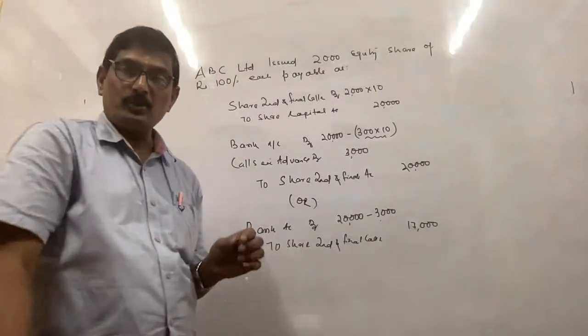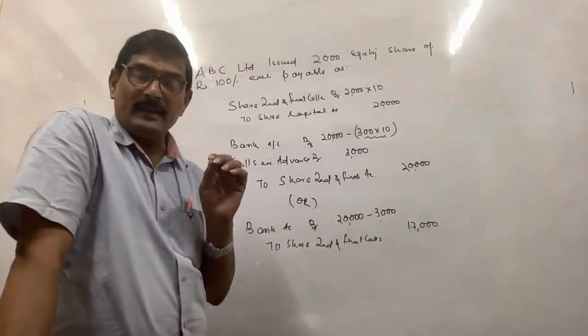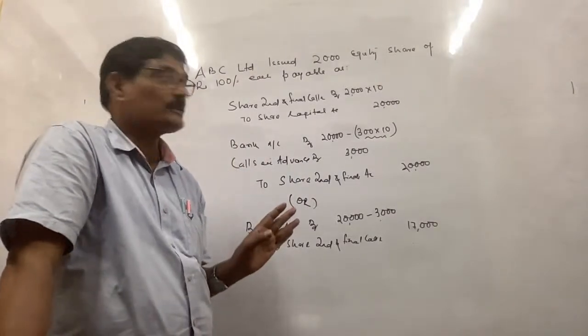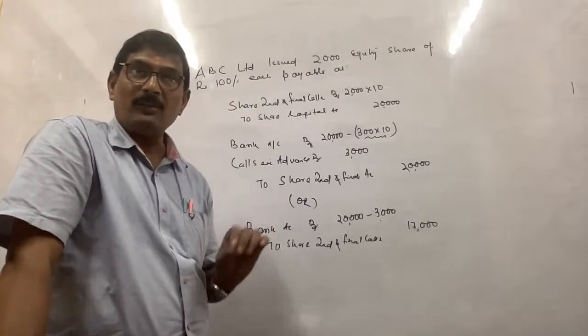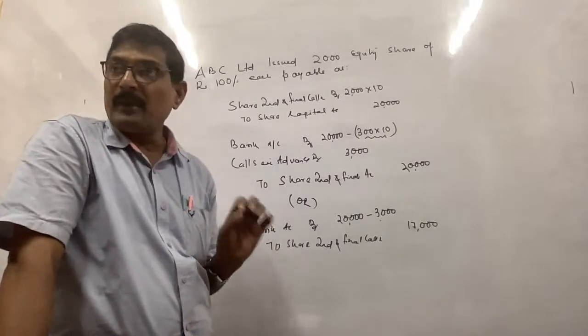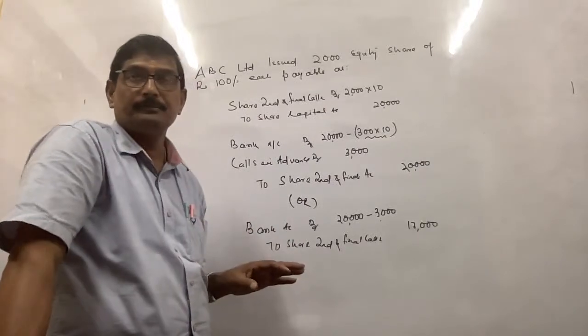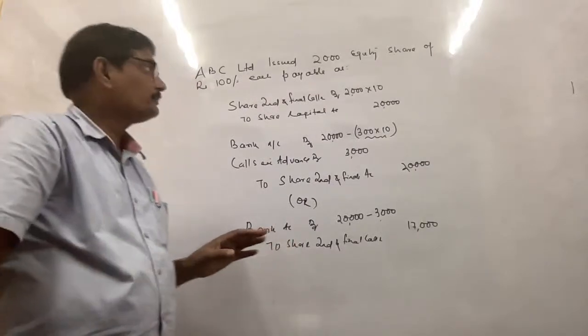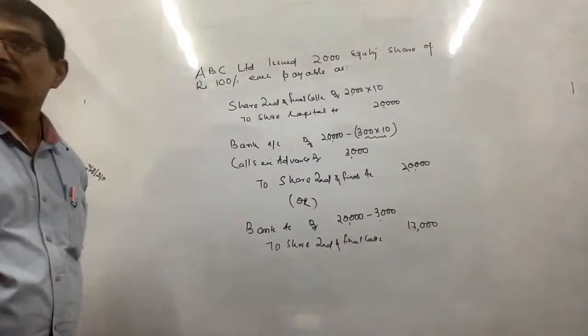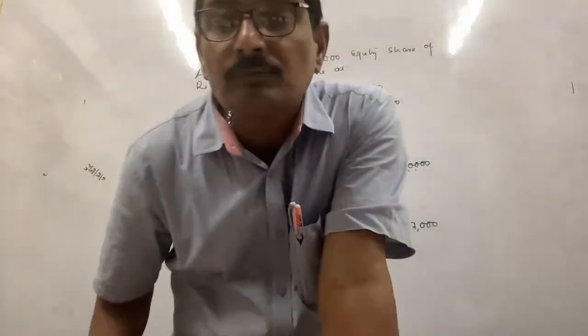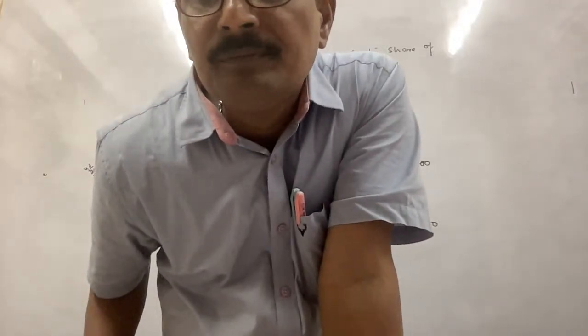Calls in advance will be shown under the head current liabilities and subhead other current liabilities. And as per Table F, company can pay interest at the rate of 12% per annum. ठीक है? यहाँ तक समझ में आ गया? Or any doubt? Keep on asking the doubts if you have.